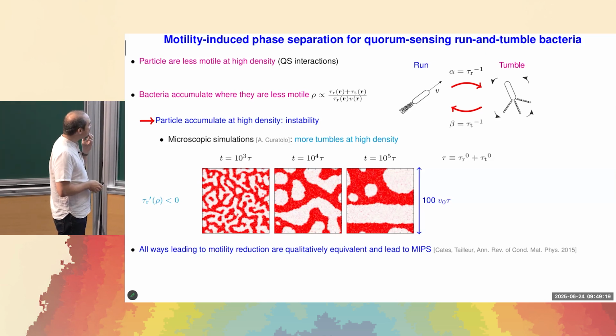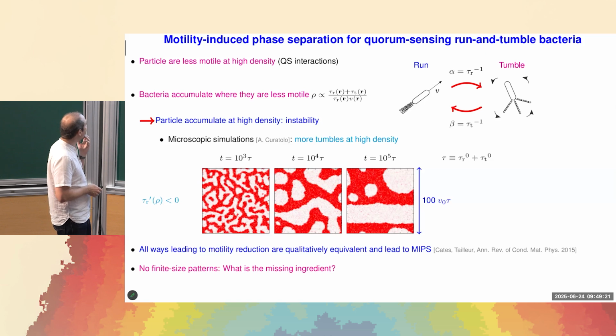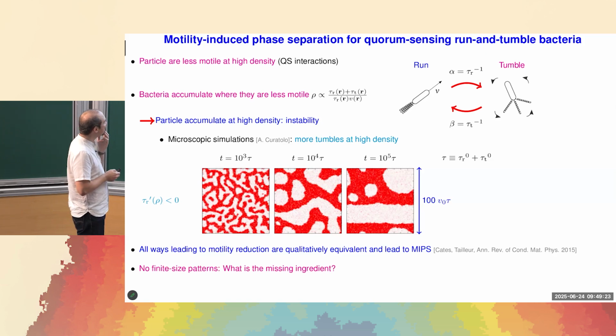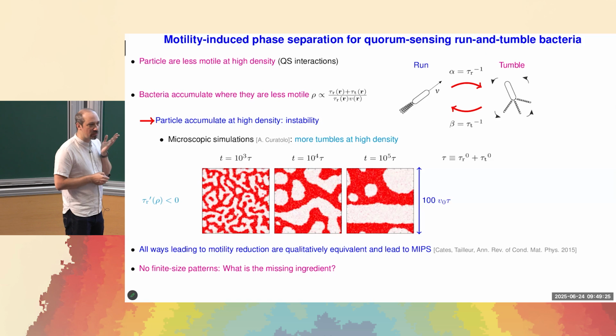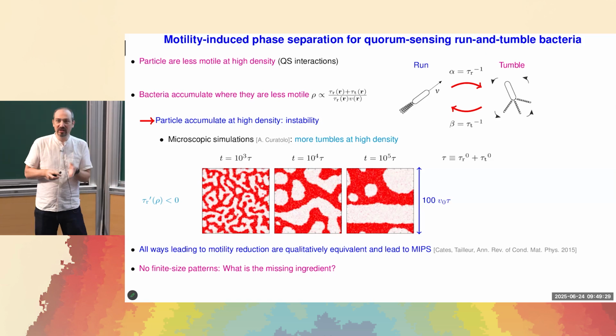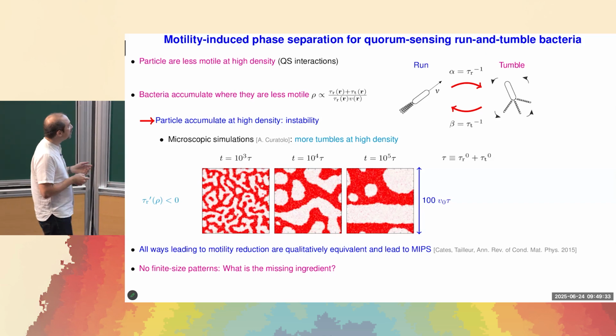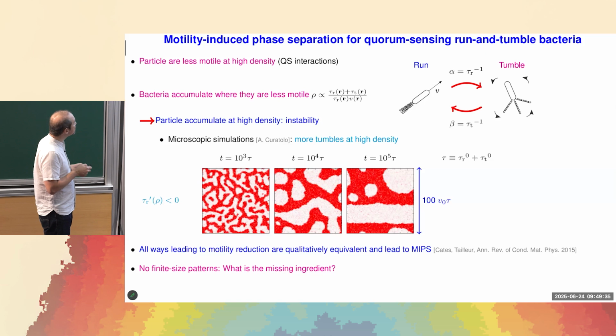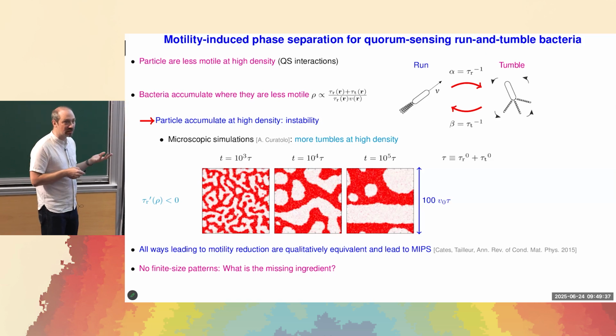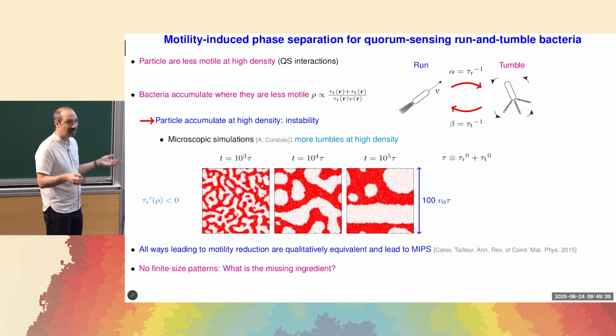Okay. So what's missing? Well, what's missing, you can read it here. Tau for bacterium is 1 second. 10 to the 5 tau is 1 day. The division time of E. coli is between half an hour and 1 hour. Meaning that here, when I'm doing my simulation, I'm missing an important ingredient, which is that the bacteria divide.